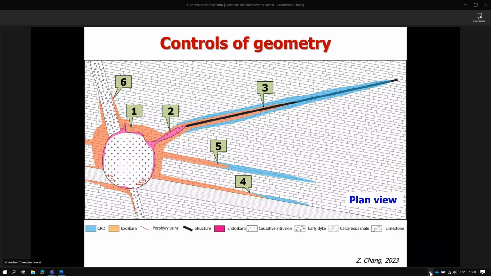And that's especially true for some of the geologists. They would say, oh, the skarn is next to this intrusion, so this intrusion must be the causing intrusion. No. Watch out for that. Okay? Sometimes the intrusion next to the skarn may not be the causing intrusion. Let's look at some of the examples.